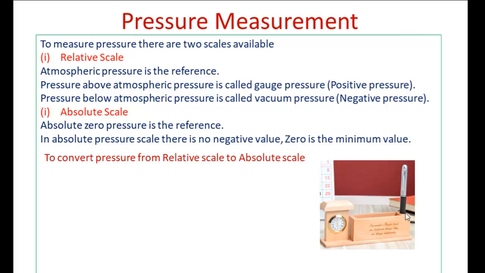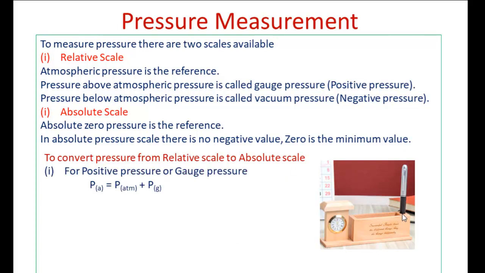If you measure the height of the pen from the top of the pen stand, that measurement is what we call a relative scale measurement. Instead, if you measure the pen from the bottom of the pen to its full length, that we call an absolute scale.